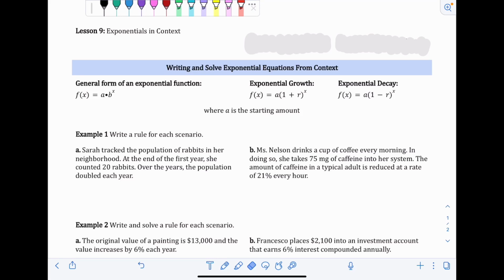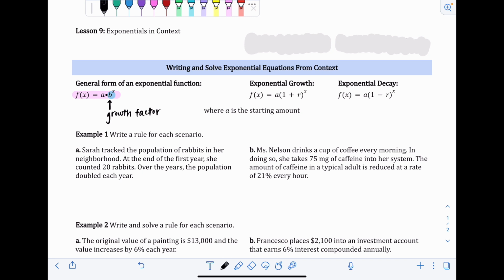Lesson 9 is exponentials in context, and we're going to start by introducing the formulas that we can use to help us write rules that represent real-life situations that involve exponential functions. So the first one is going to be the general form of an exponential function, which is f of x equals a times b to the x power, where b is the base of the exponential, but it's also the growth factor. So it's like how much your problem or your situation is increasing or decreasing by. So is it doubling or tripling or being cut in half or thirds or something like that?